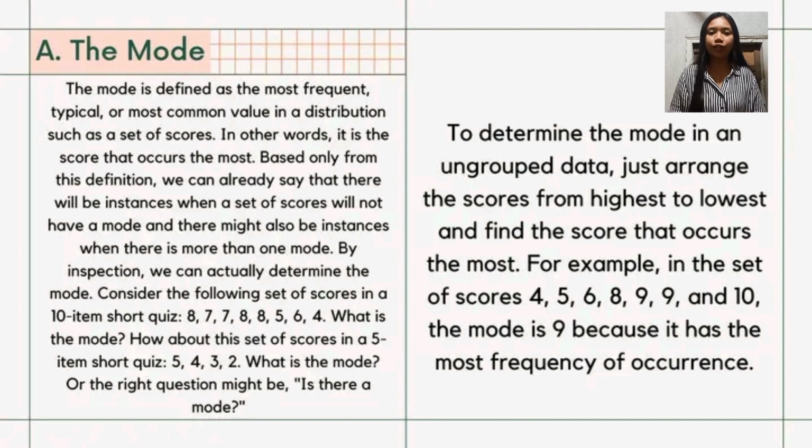Consider the following set of scores in a 10-item short quiz: 8, 7, 7, 8, 8, 5, 6, 4. What is the mode? How about this set of scores in a 5-item short quiz: 5, 4, 3, 2? What is the mode? Where the right question might be, is there a mode? To determine the mode in ungrouped data, just arrange the scores from highest to lowest and find the score that occurs the most. For example, in the set of scores 4, 5, 6, 8, 9, 9, and 10, the mode is 9 because it has the most frequency of occurrence.